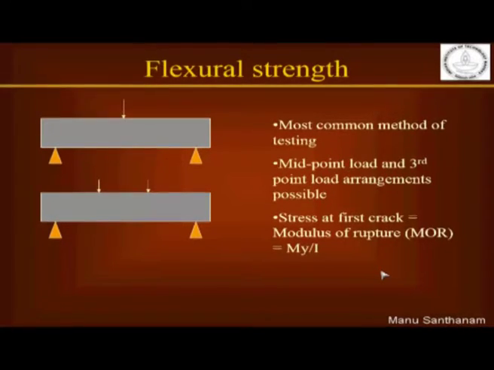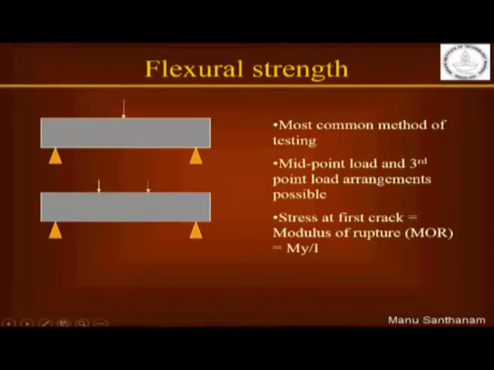This is probably the most common method of testing if you want to get a direct understanding of the flexural strength of the concrete. There are two arrangements which are typically used. One is called the midpoint arrangement, because here the load is exactly at the midpoint of your span. So that is the supports at the two sides, and that is the midpoint of the span. The second case, we call it the third point loading arrangement.